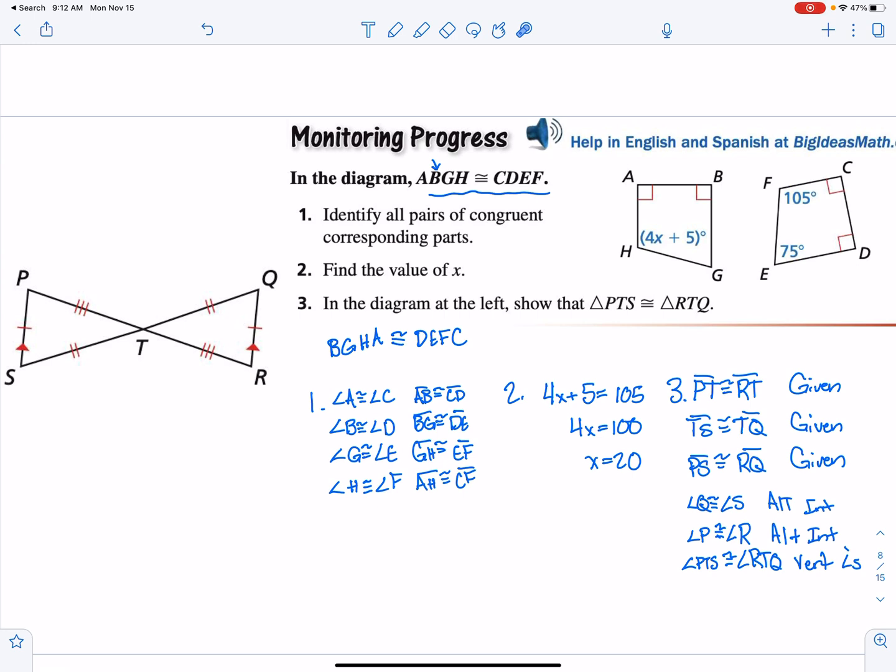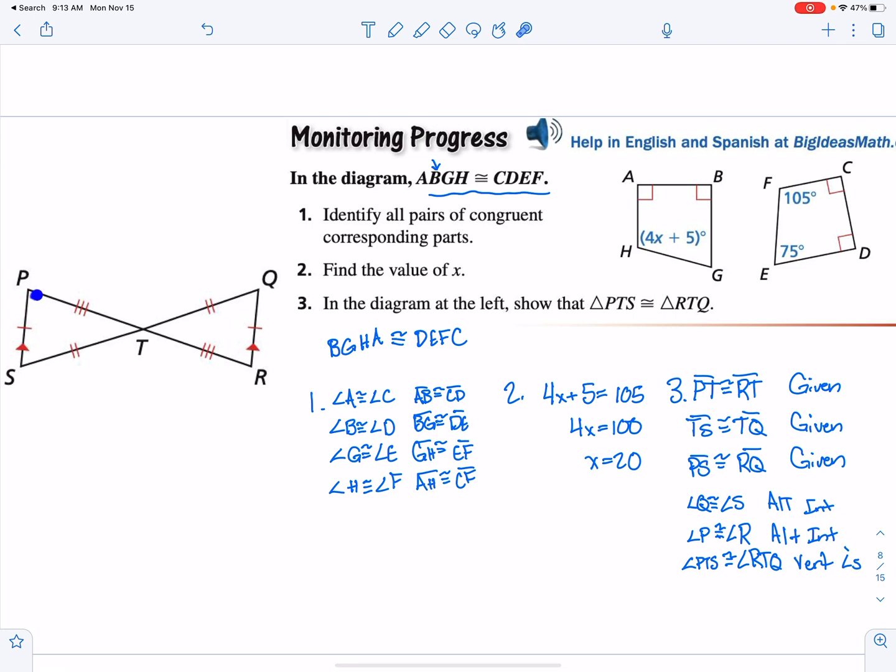Again, in the diagram on the left, show that PTS and RTQ are congruent. So all the sides were marked congruent, and I just put given what we just used a little bit ago in that last example were alternate interior angles. Once again, they give us these parallel marks because those are useful information to us. That means that PR and SQ both now become transversals.